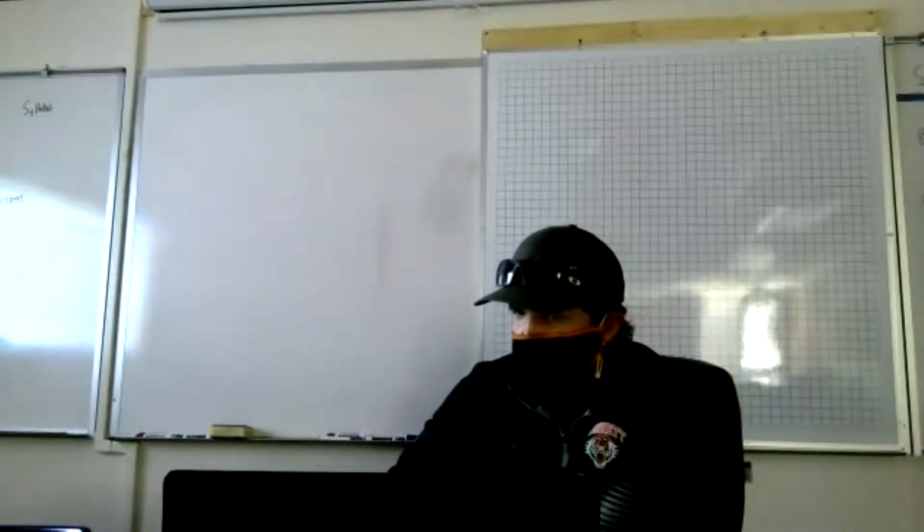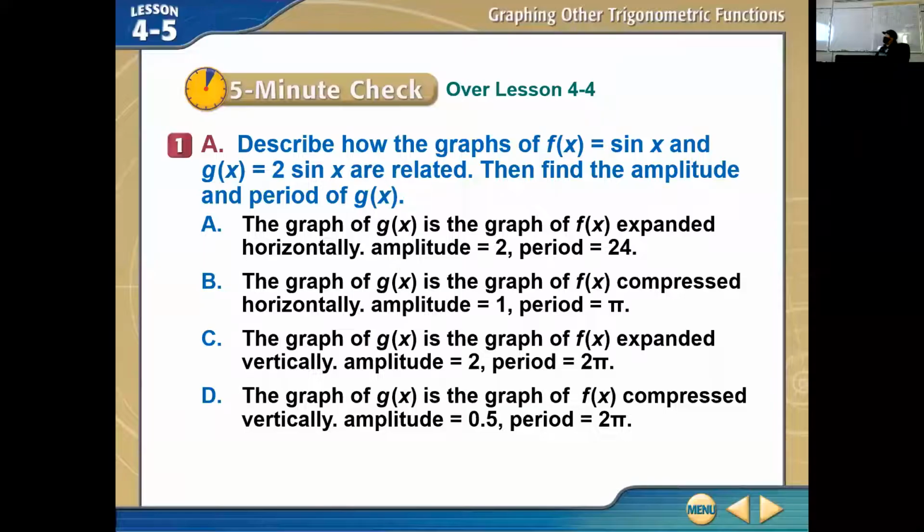All right, I know it's been a while, but now we're on to our 5-minute check of section 4.4. It says, describe how the graphs of f of x, which is equal to the sine of x, and g of x, which is equal to 2 sine of x, are related. Then finally, find the amplitude and period of g of x.